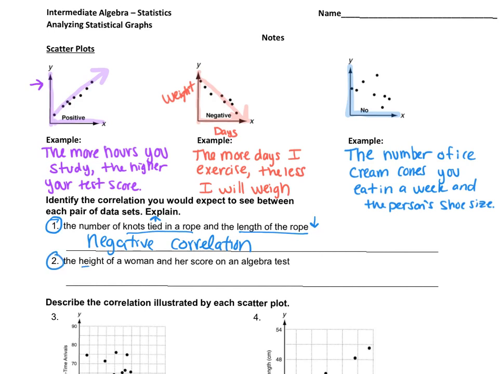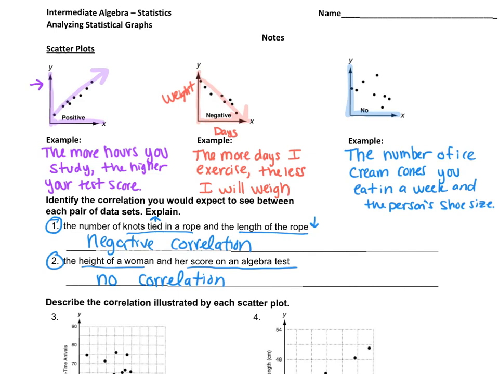Number 2, it says the height of a woman and her score on an algebra test. Well, there's really no correlation between those things because no matter how tall or short you are, it doesn't affect how you'll do in algebra. So there's no correlation with that.